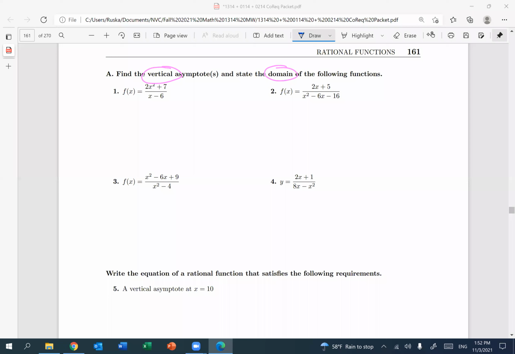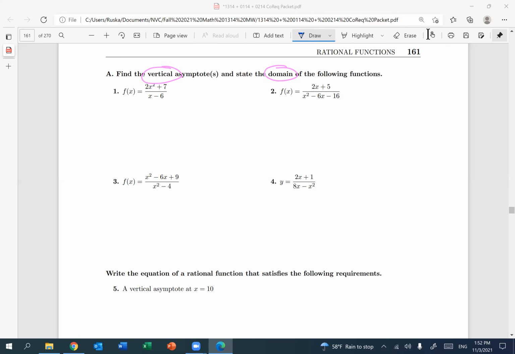Okay, so here we have to find the vertical asymptote and you have to find the domain of the rational function. Now, the domain of a polynomial function is all real numbers, from negative infinity to infinity. The domain for a rational function has restrictions, and the restrictions come from the denominator, because remember, divided by 0 is what? Undefined, right?